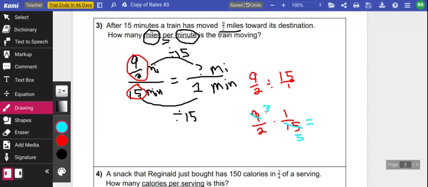Now I multiply the top numbers. 3 times 1 is 3, and 2 times 5 is 10. So I get 3/10 what? This is 3/10 miles per minute. So miles, MI, per minute. Miles per minute. 3/10 miles per minute.